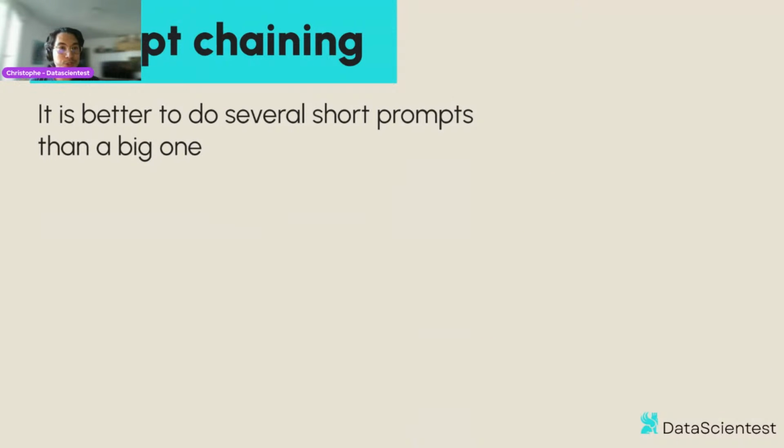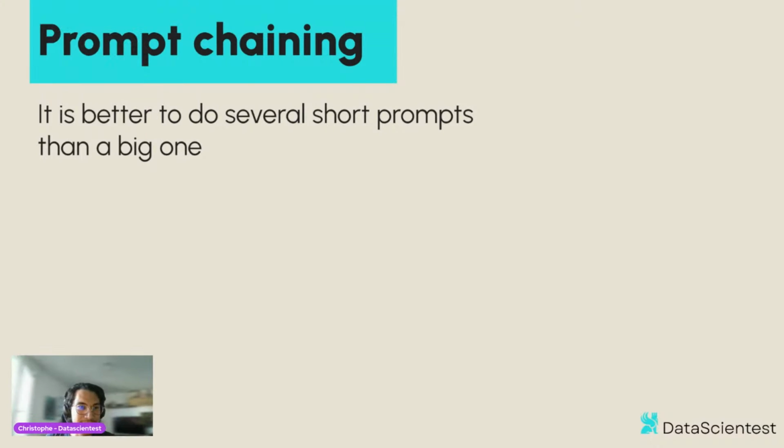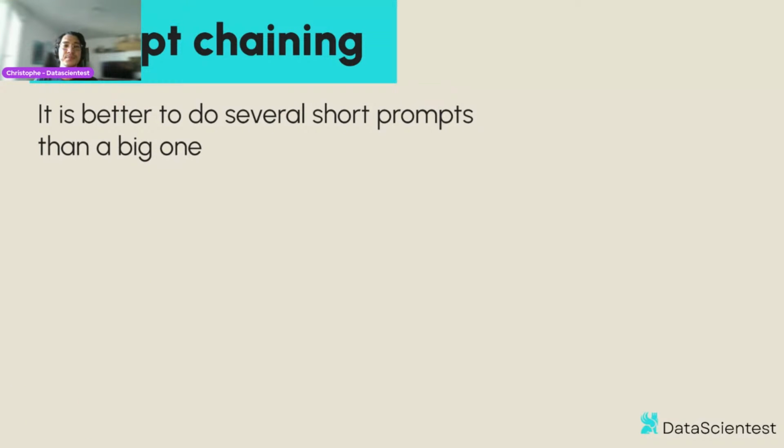The other good tip I can give you about prompting is what we call prompt chaining. Basically, the main rule here is you want to do several short prompts more than one big prompt. The golden rule is that one prompt serves one action. You don't want to have several actions for one prompt, because the model will kind of get confused.